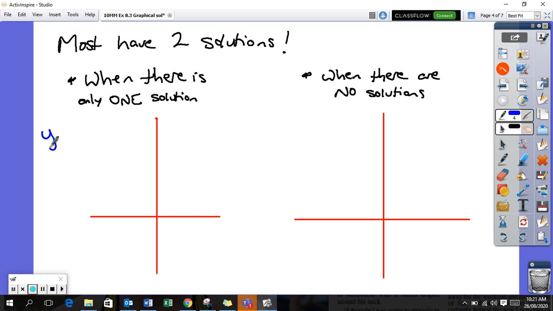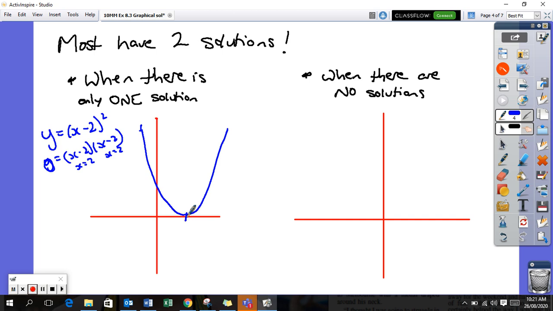So if we have something like y equals x minus 2 squared, then that's y equals 0 equals x minus 2, and both of these, x equals 2 and they've got the same solution. So we end up getting a graph that looks like that. It just touches at x equals 2. So there's only one solution. So that's what the graph would look like.